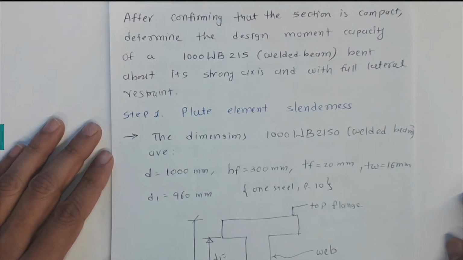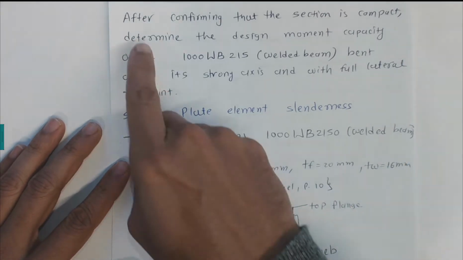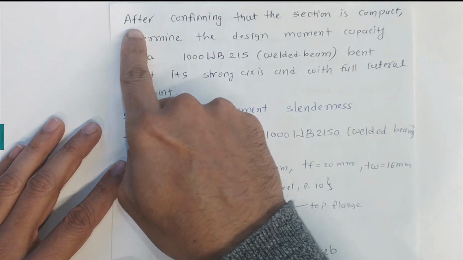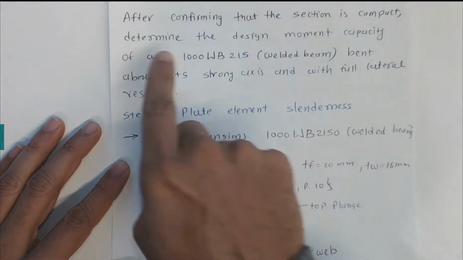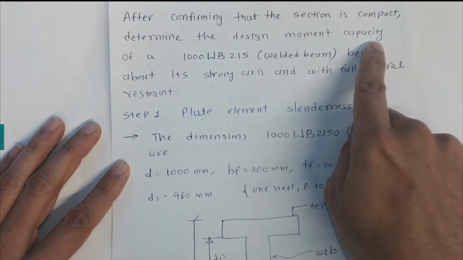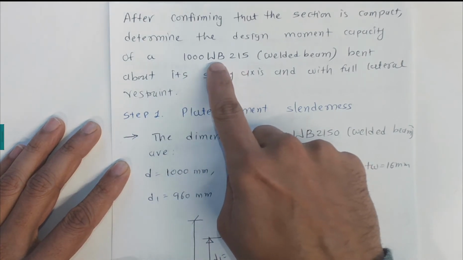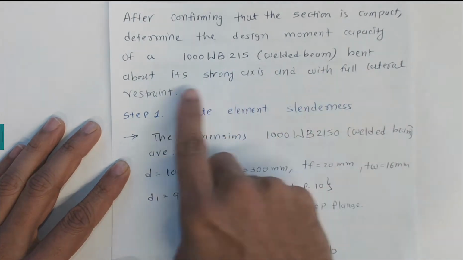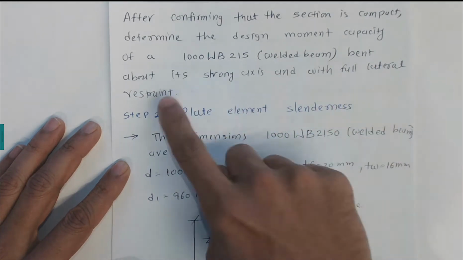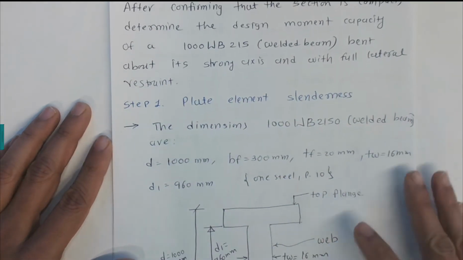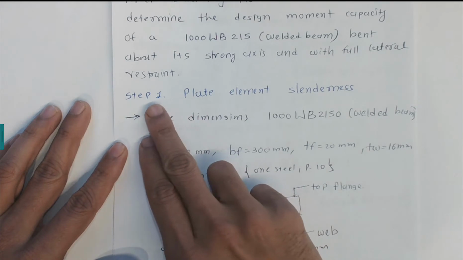Continue from the previous video where we take the example again. Now we are taking a similar example here. After confirming that the section is compact, determining the design moment capacity of a 1000 WB 215, that is a welded beam, bent about its strong axis and with full lateral restraints. Now we are going to follow the same procedures as in the last video.